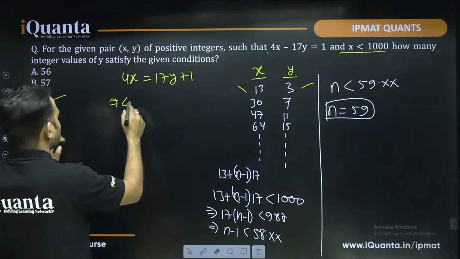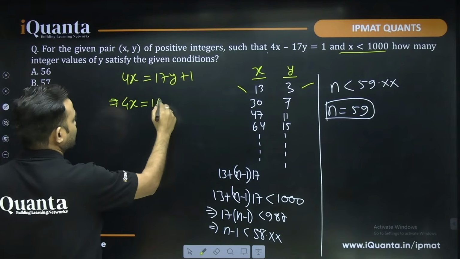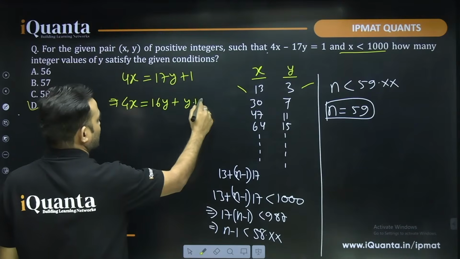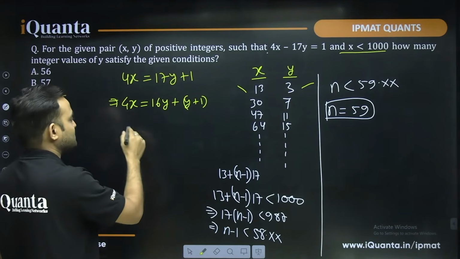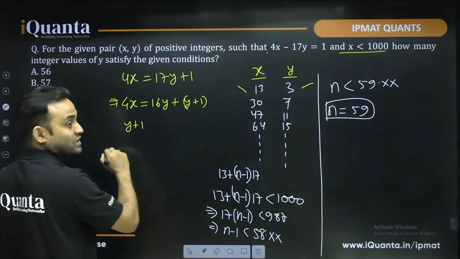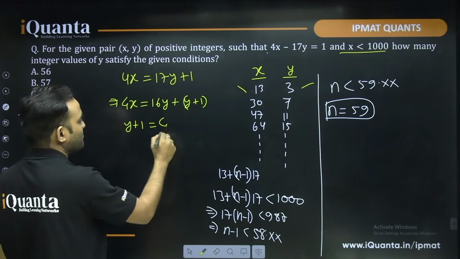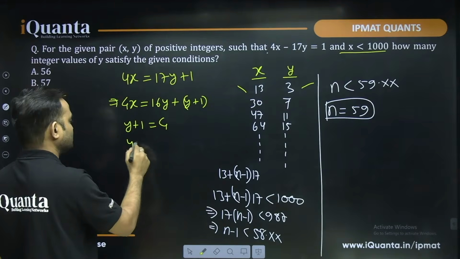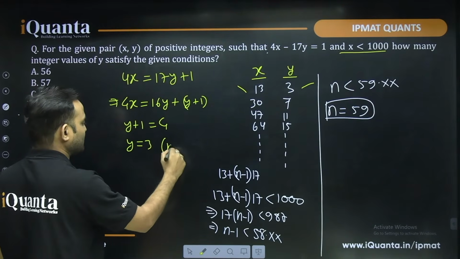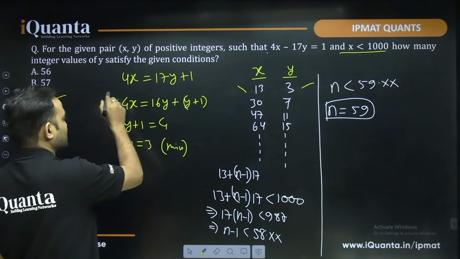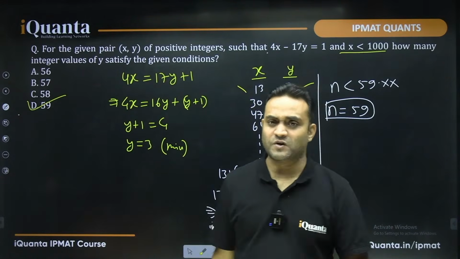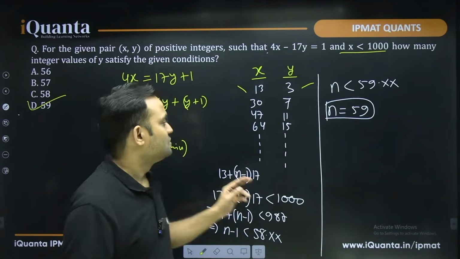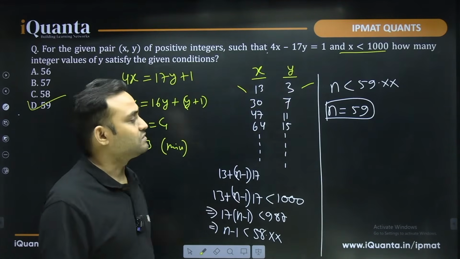And if you want to solve it properly, then I use this method. If you don't want to do hit and trial, 4x can be written as 16y plus y plus 1. Now left hand side is a multiple of 4, right hand side must be a multiple of 4, so y plus 1 must be a multiple of 4. Minimum value I can take is 4. So y will be equal to 3, and that will be minimum. This method is what I use in these types of situations where I need to find the first integral solution. Or you can do hit and trial by putting values.